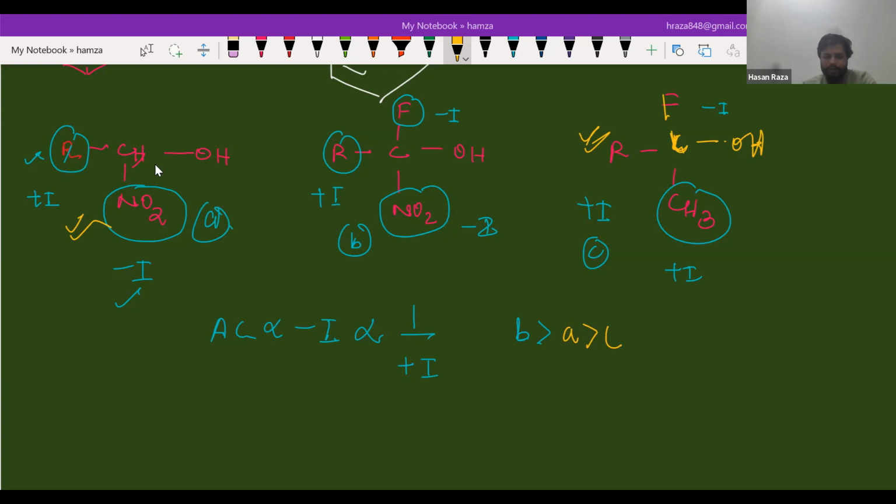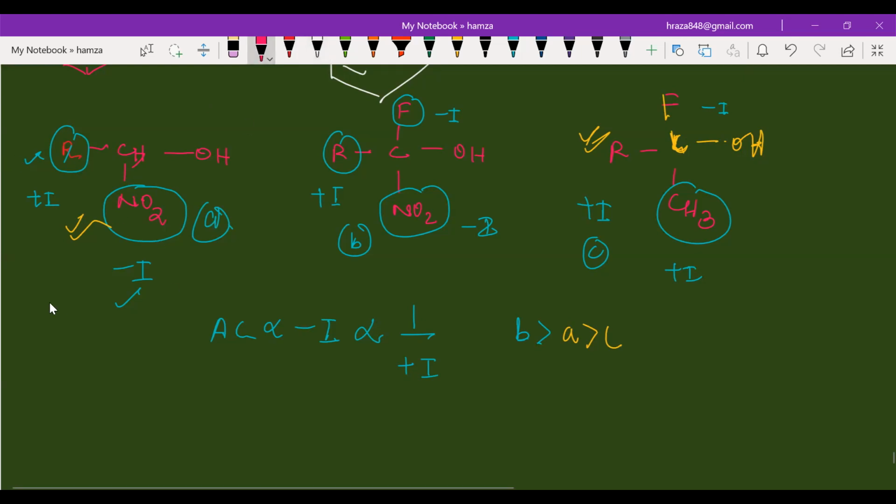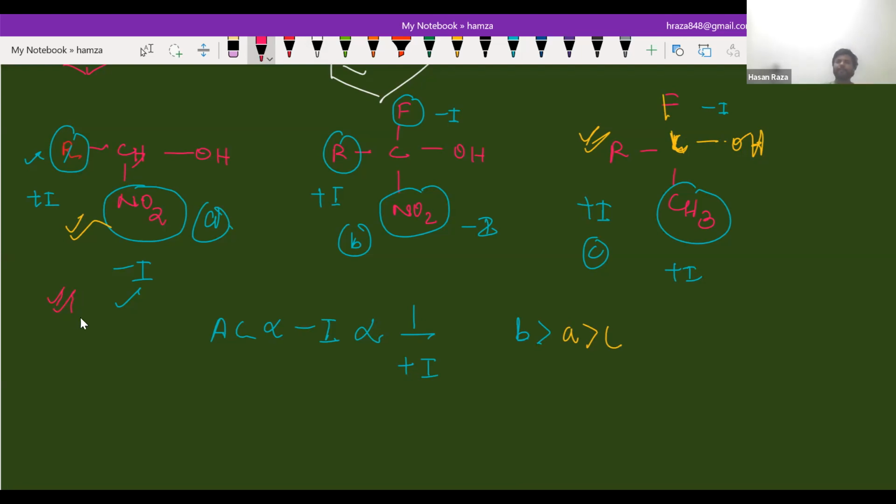Please let me know when you are done with this. Sir, how to know which is a plus I effect and which is minus I? I will send you the list. First of all, the molecule or the element or the substance which is more electronegative, that means that wants to take electron, that will withdraw or attract electron. Okay. Everyone done with this? I'm making some notes for you. It will take time, but yes, you will get it.